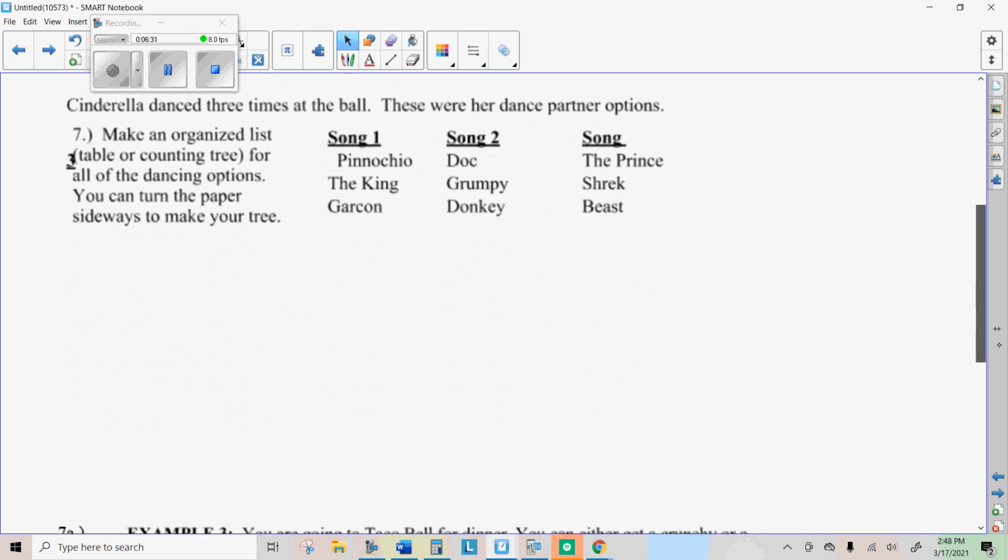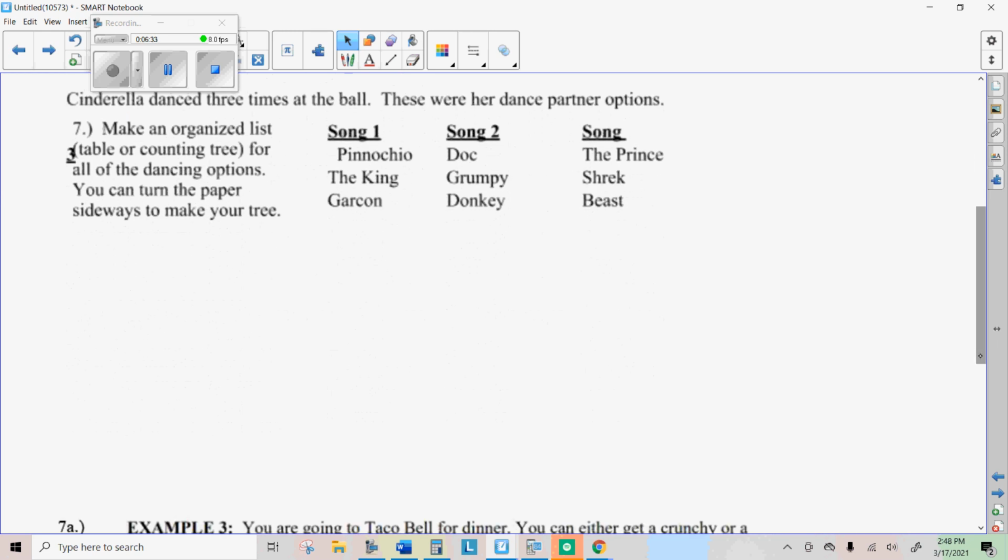On this one, we're just going to learn how to draw an organized list or counting tree to figure out who our choices are here. So Cinderella danced 3 times at the ball, and these were her choices. The first song she danced, she had those 3 choices. The second song, those 3 choices. The third, those 3 choices. When we make our tree, we should have 3 times 3 times 3 choices, or 27 choices.